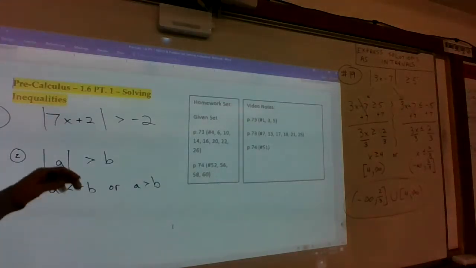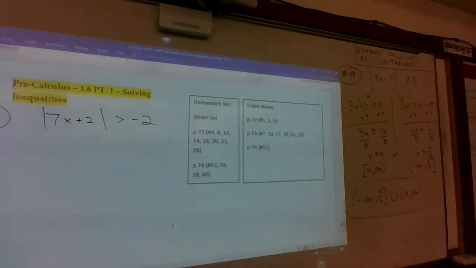Okay, so we mapped out the less thans, we mapped out the greater thans. What is significant about number 21?